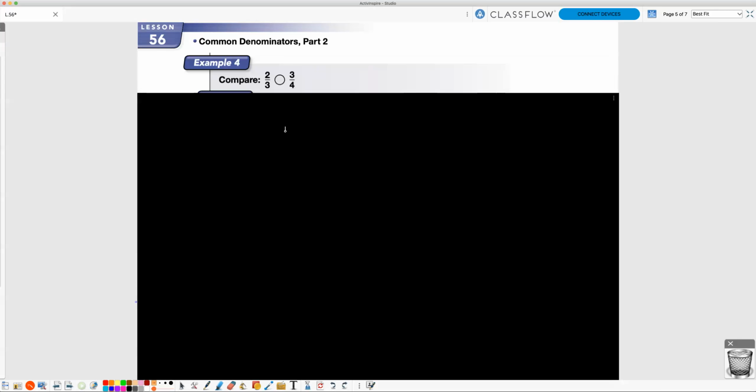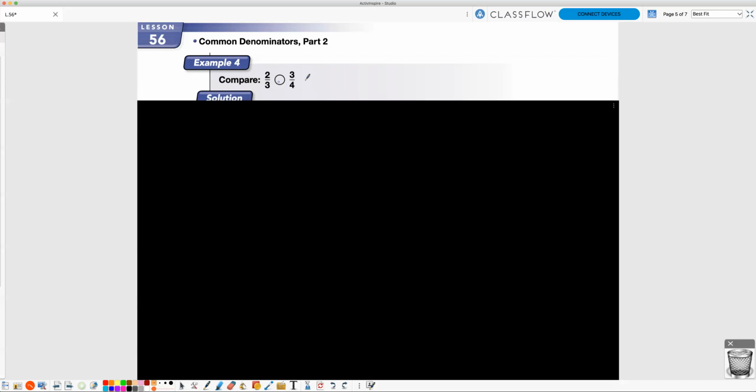Example 4, compare 2/3 and 3/4. Again, the denominators have to be the same before we can start comparing these, unless we were using fraction manipulatives, and we're not in this case. We're going to use arithmetic. I see that the least common multiple of 3 and 4 equals 12. How do I know that? Because the multiples of 3 are 3, 6, 9, 12, and the multiples of 4 are 4, 8, 12. 12 is the least common multiple, so I'm just going to do that.